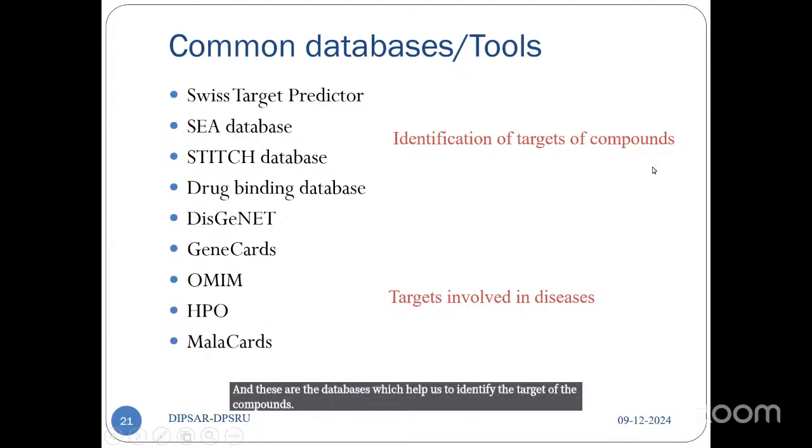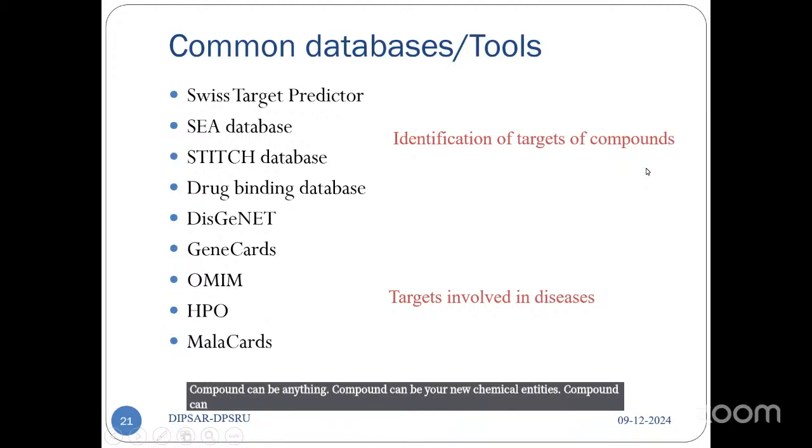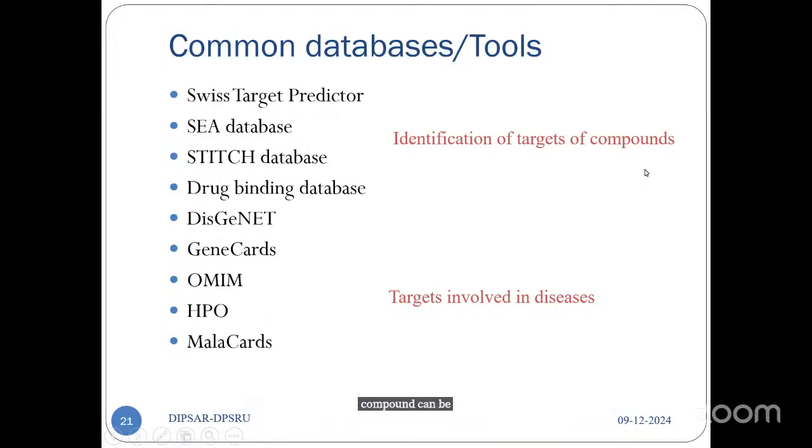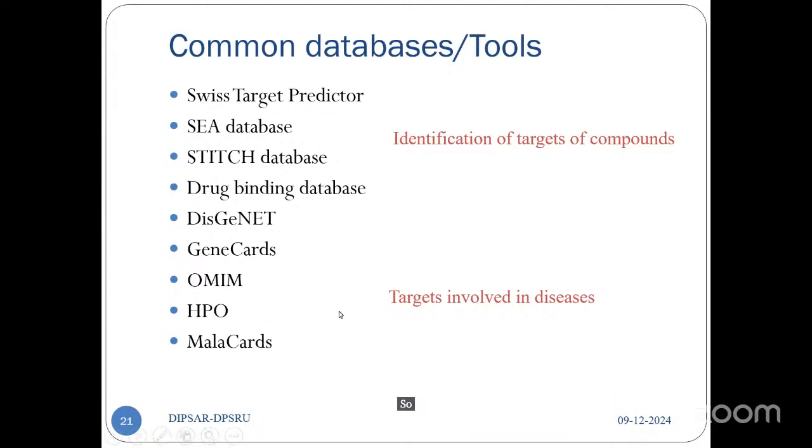Compound can be anything. Compound can be your new chemical entities. Compound can be your existing drugs if you are repurposing. Compound can be your herbal molecules, whatever it is. So that is the first step. And second, you have to identify the targets which are involved in that particular disease. Suppose you are planning to work in cancer, diabetes, and so on. So you have to identify the targets which are involved in the disease.